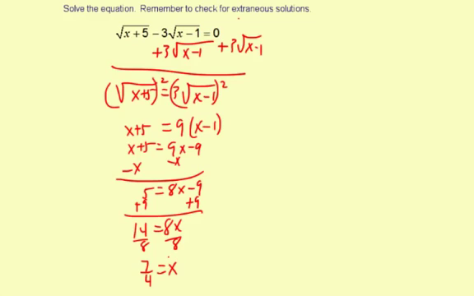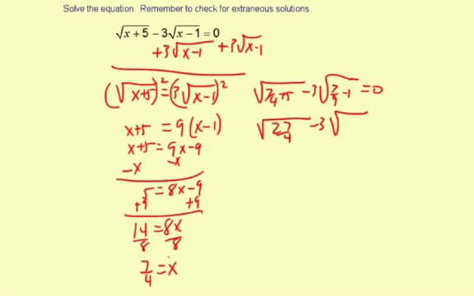Now it says remember to check for extraneous solutions, so I'm going to go ahead and do that. I'll substitute the square root of 7/4 plus 5 minus 3 times the square root of 7/4 minus 1 equals 0. So common denominator in this first one, we have 7/4, and then it'll be plus 20/4, so 27/4, and then minus 3 times the square root of, now 7/4 minus 1, which is 4/4, equals 3/4, equals 0.